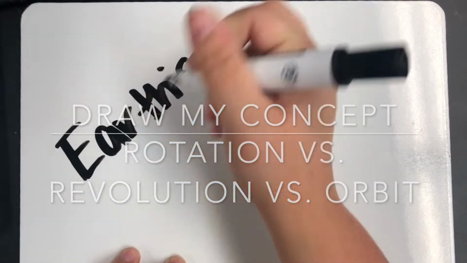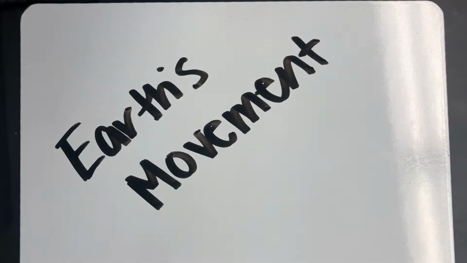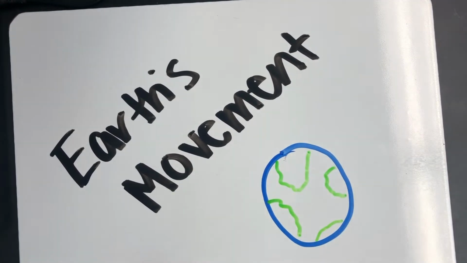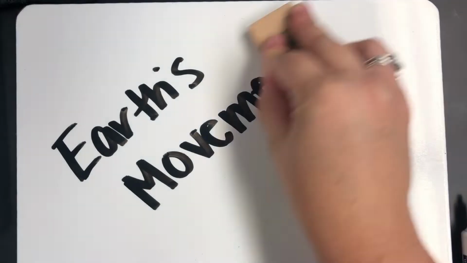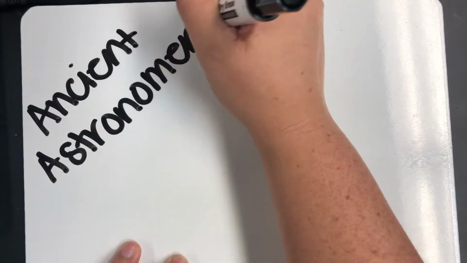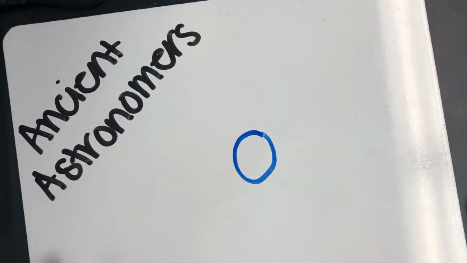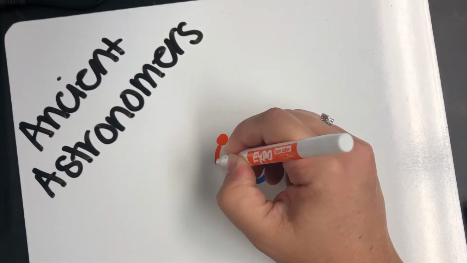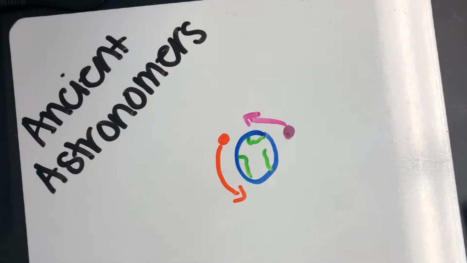Today, we are going to talk about how Earth moves and what that motion causes. When ancient astronomers studied the sky, they noticed that the sun and moon moved throughout the sky during the day. This made them believe that the Earth stood still in the center while the sun and moon spun around it.